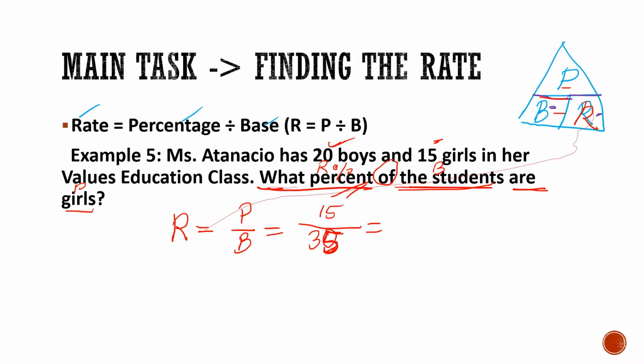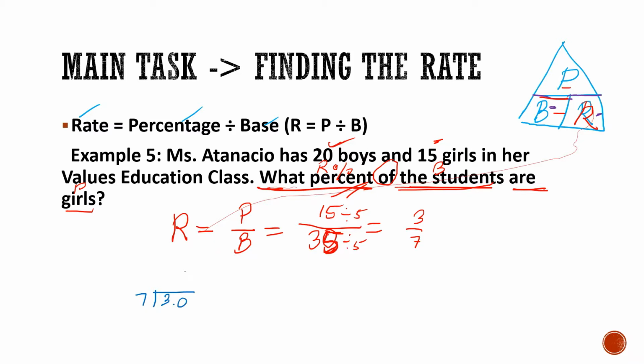What percent? So how do we isolate it? Divide. Is there still a common factor? Yes, 5. So divide both sides by 5. It's 3 over 7. Okay, and let's do the division: 3 divided by 7.